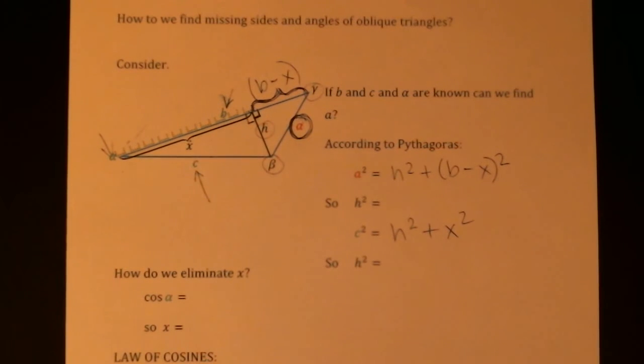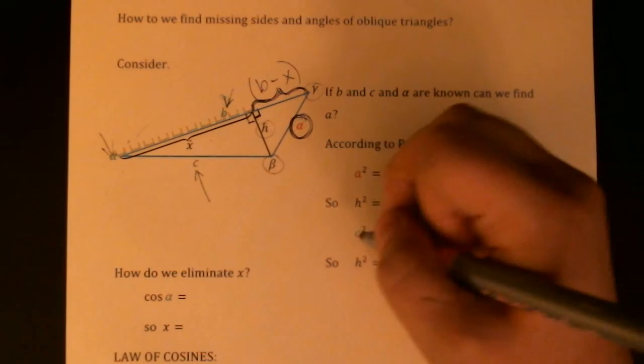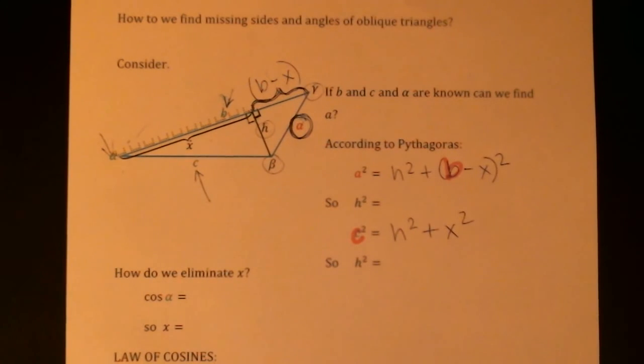Okay, so if we look back at the things we knew and we didn't know, b is something that we know, and c is something that we know. a is the unknown that we're looking for. h and x are both just kind of junk variables for us. We don't know their values. That's not given information, and we're not looking for their values. So we'd really like to eliminate both h and x. We should be able to do that. We've got two equations to work with.